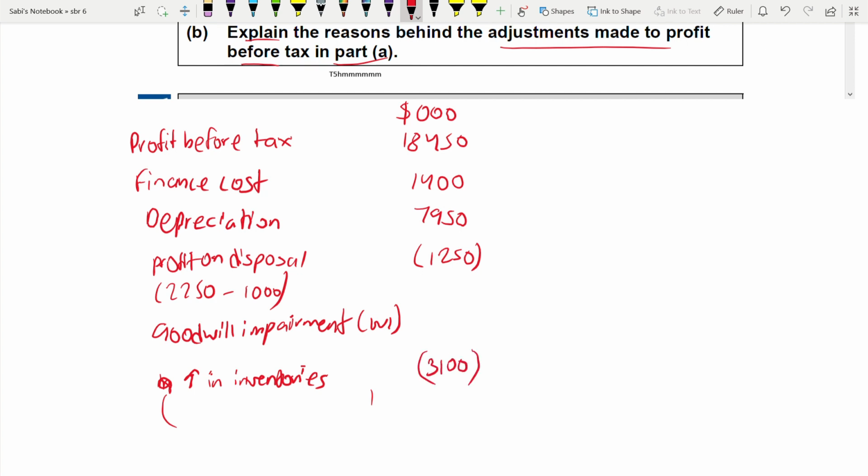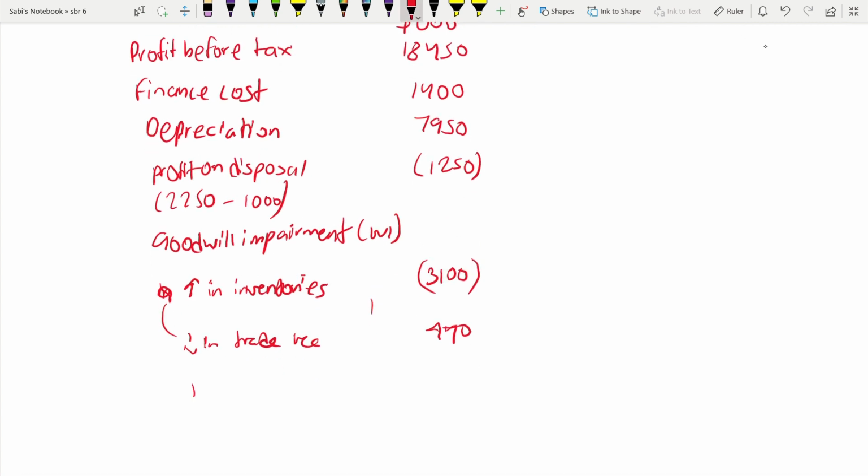It's a deduction because it increased. Then for receivable, we said it increased, but after you deducted 1,300, there's a decrease in trade receivable. How much? 470. Decrease means customers are paying now, so it's an inflow. 470, add. Then we are coming to trade payable. There's a decrease in trade payable now after you deducted the net asset of the subsidiary.